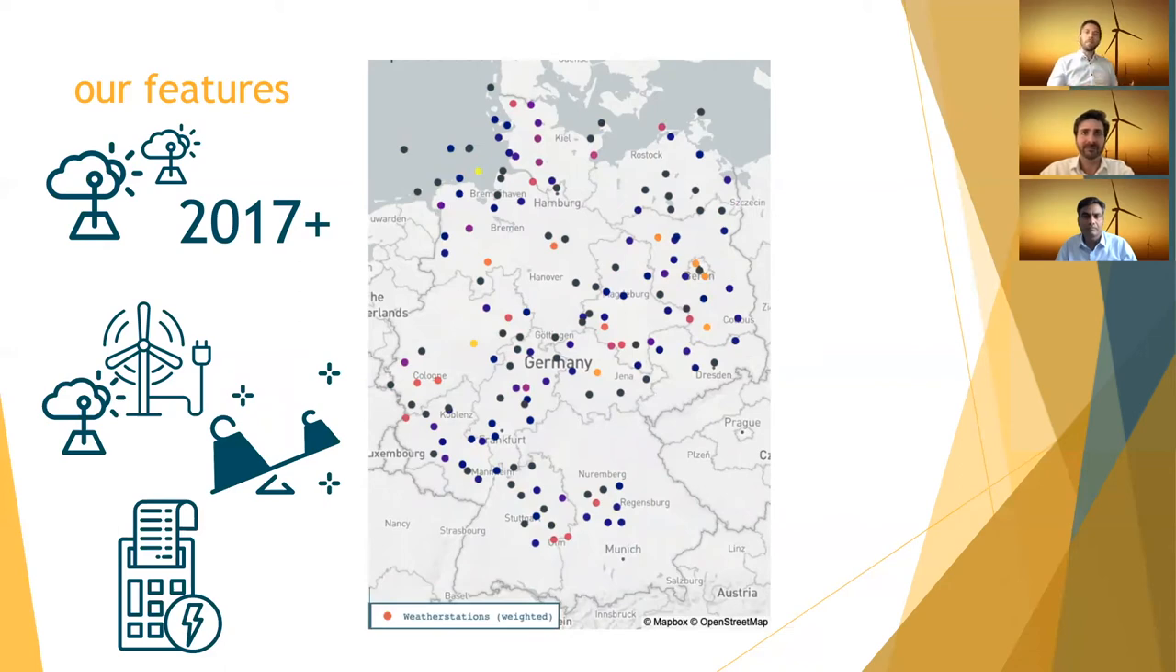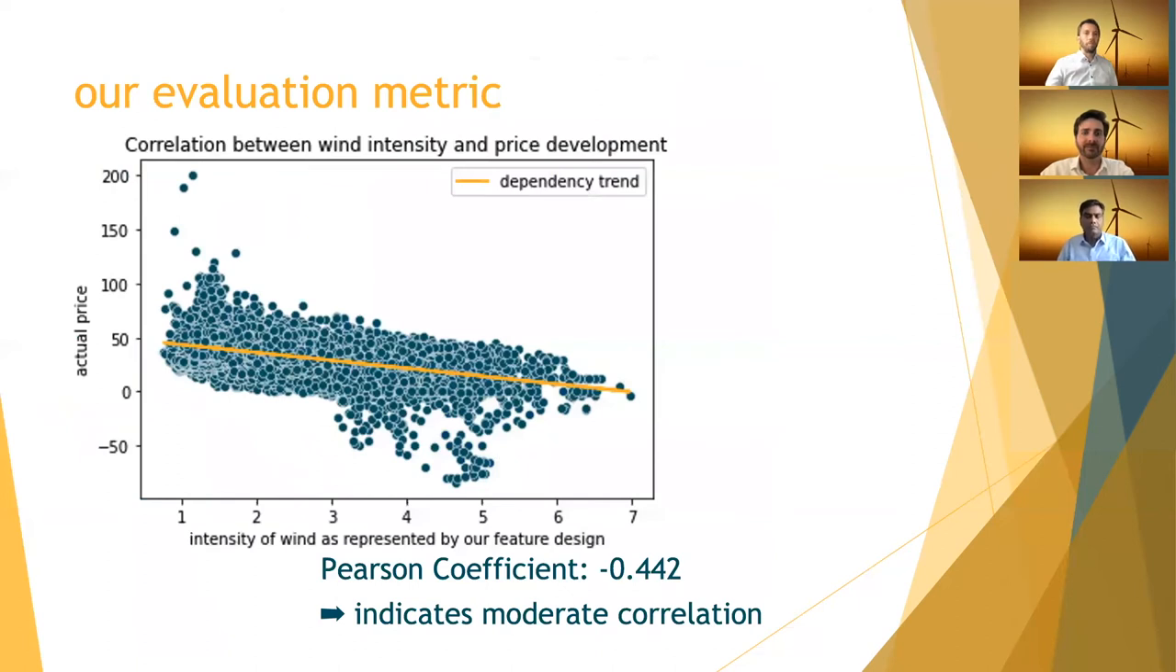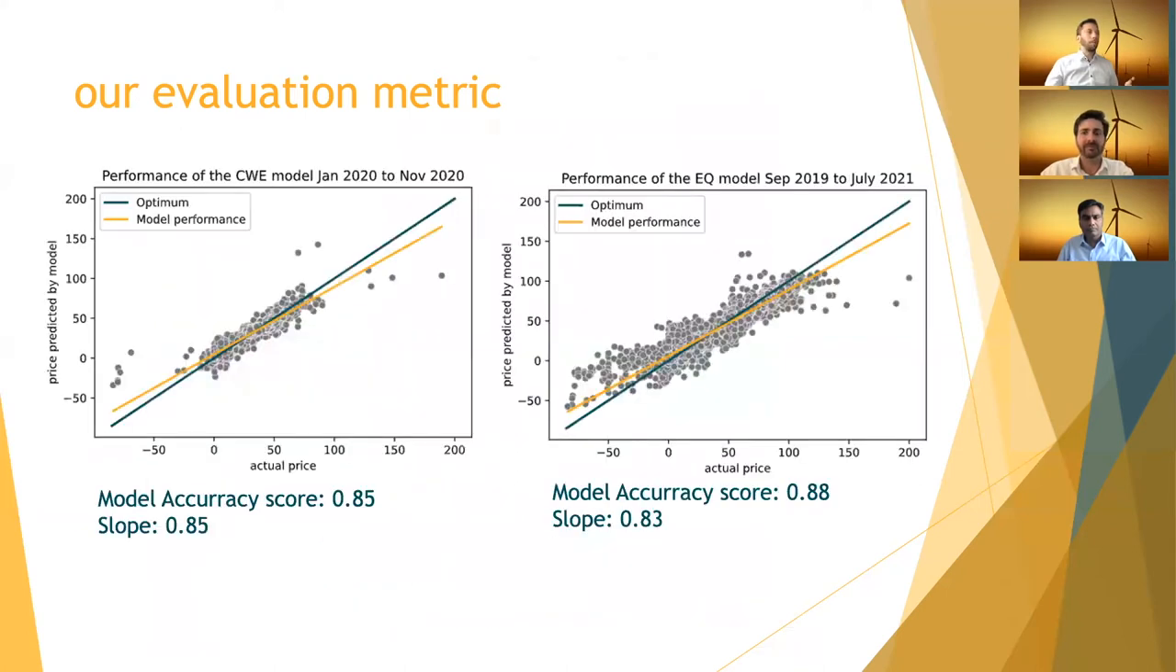And so we ended up with one basic wind intensity feature overall. If we plot this feature against the actual price data we have, we can find that we have a very decent correlation. The Pearson coefficient we calculated for this was -0.44, which is pretty nice. And on top, of course, we had a look at already existing models.